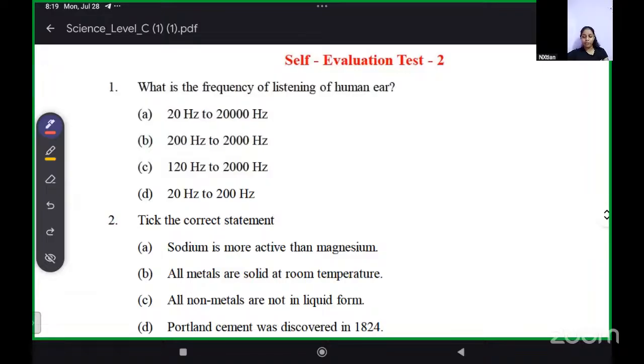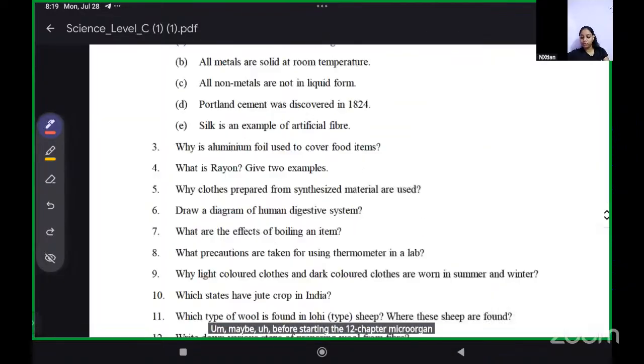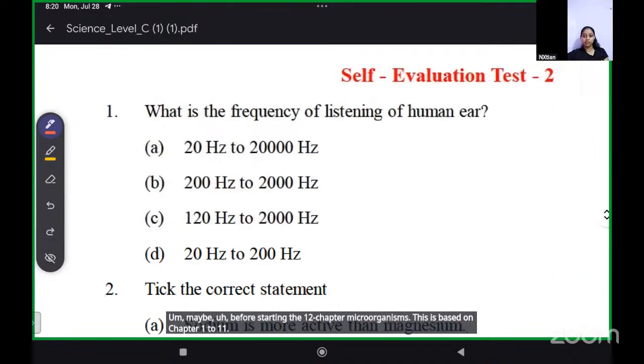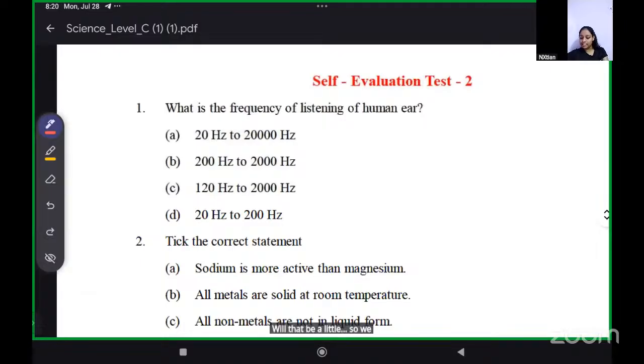Maybe before starting the 12th chapter, microorganisms, we can do this test, which is based on chapters 1 to 11. Ma'am, won't that be a little difficult? So we can do it in class itself.